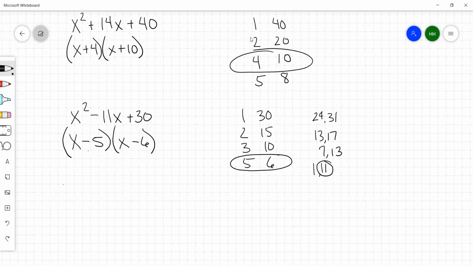Let's go with negative x squared plus 14x plus 32.